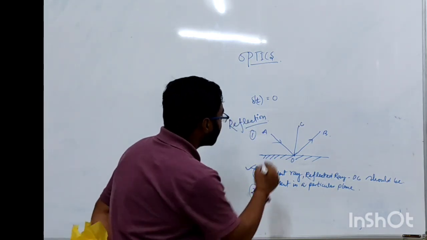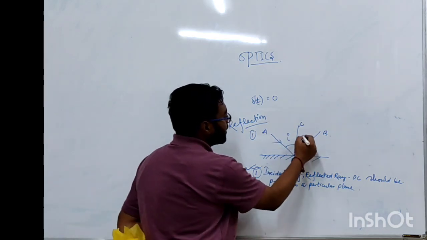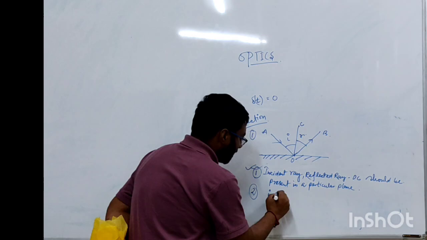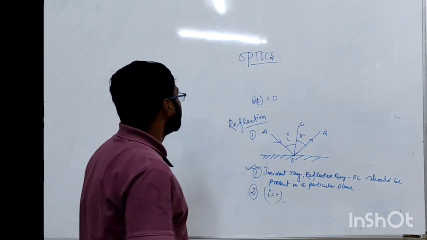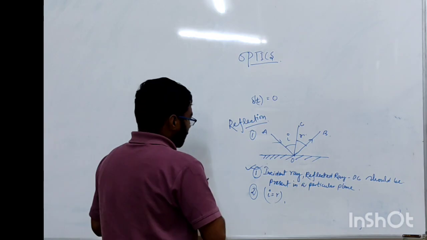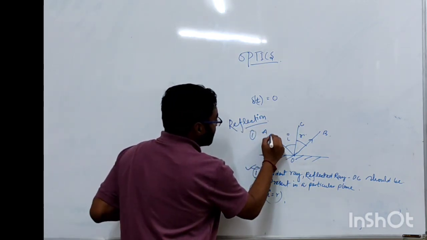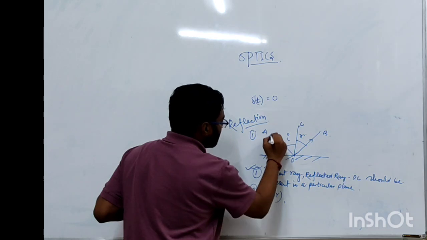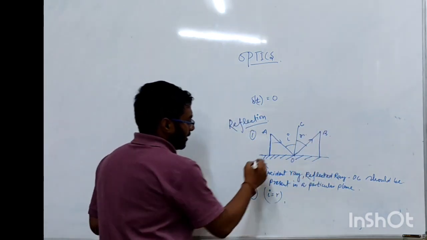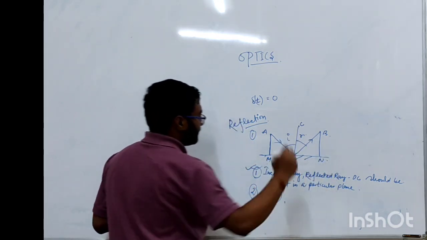Second one is, if I consider this the incident angle I, and this the reflected angle R, we have to prove I equal to R. How can I prove it? Using Fermat's principle, we can prove it easily. So let us consider this line and this line, and take them as M and N.